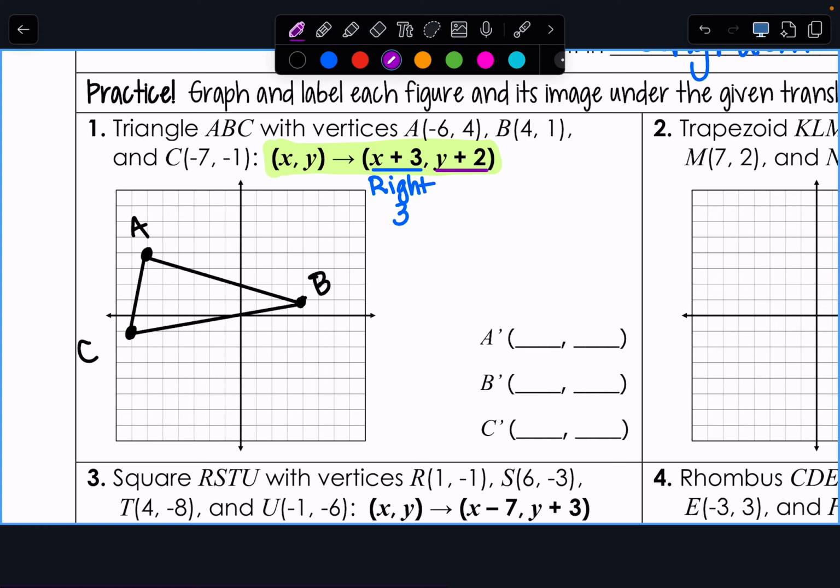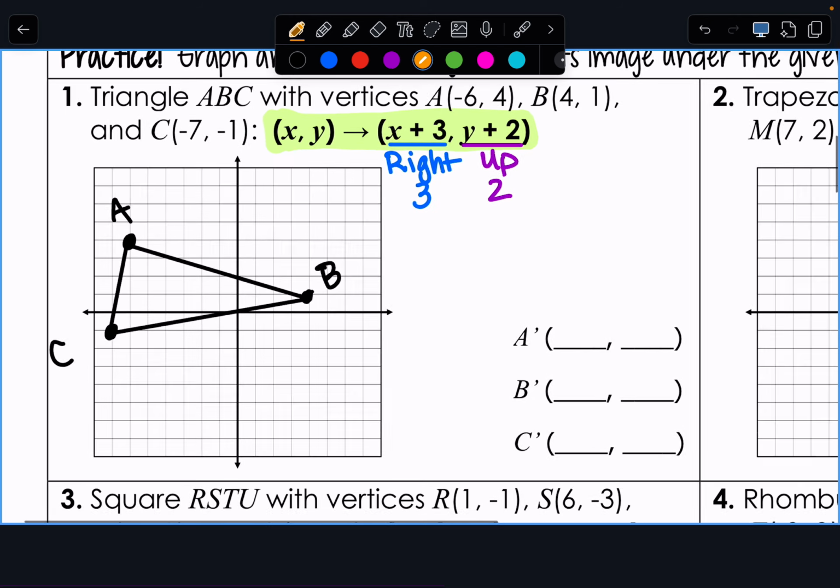Y plus 2. If there's a number with the y, we're moving up or down. So this means up 2. We want to go in the positive direction, plus 2. If you can count, you can do this. Because what we're going to do, we're going to take each coordinate and move right 3 and up 2. Are you ready?